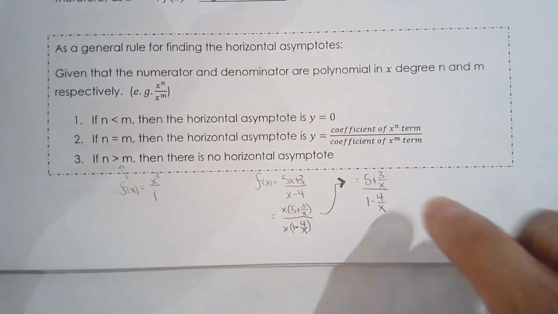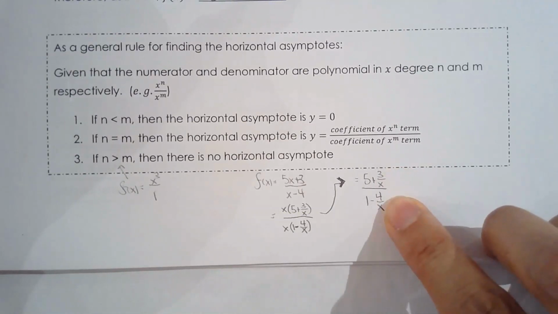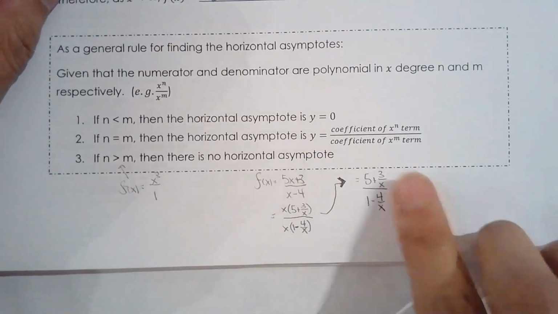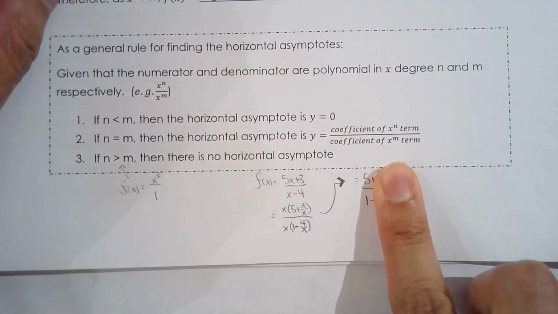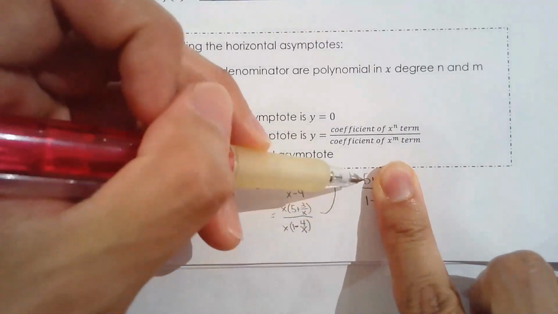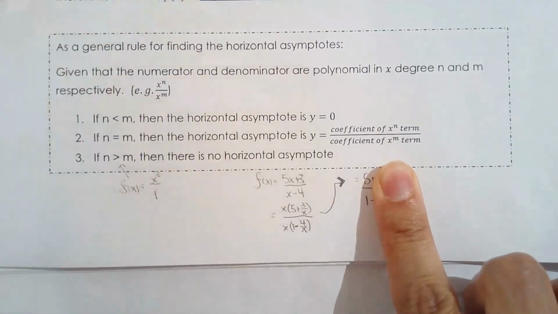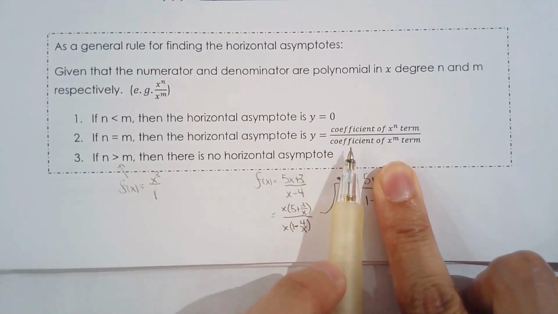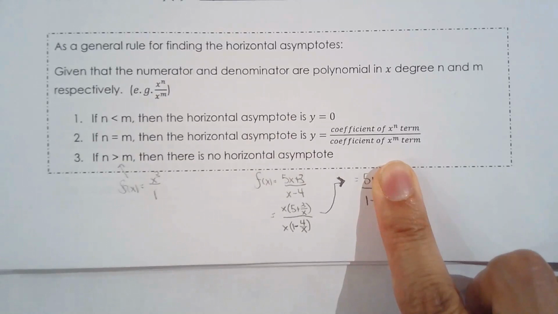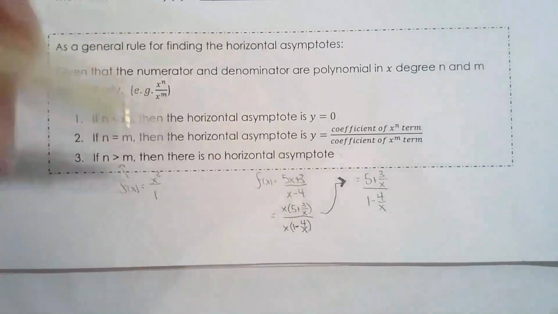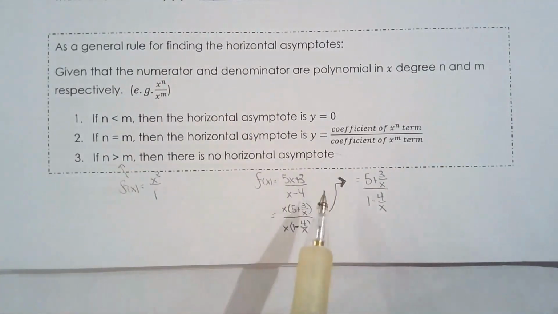So you know what? Since these two terms, 3 over x and 4 over x, they're basically 0 as x becomes larger and larger in magnitude, just cover them up. What do you have left over? 5 over 1, which is 5, which makes sense. So that's why we take the ratio or the quotient of the leading coefficients, which will yield the equation of the horizontal asymptote.